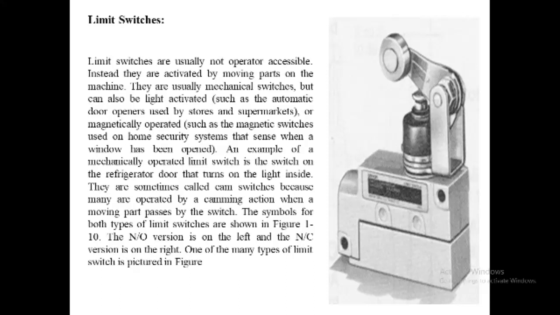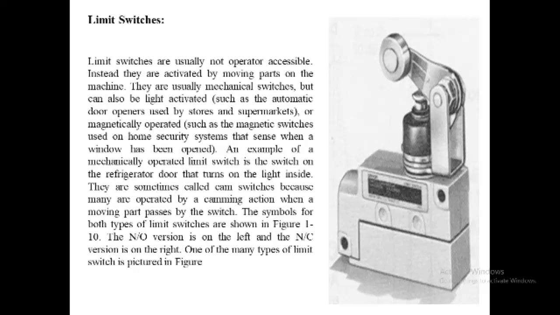While there are a number of different styles of limit switches available in the market today, this manual will describe two different classes of limit switch. One is the standard industrial alignment switch, and the second one is the precision switch. So industrial switches include these two types of limit switches, and these switches are usually not operator accessible. Instead, they are activated by moving parts on the machine.